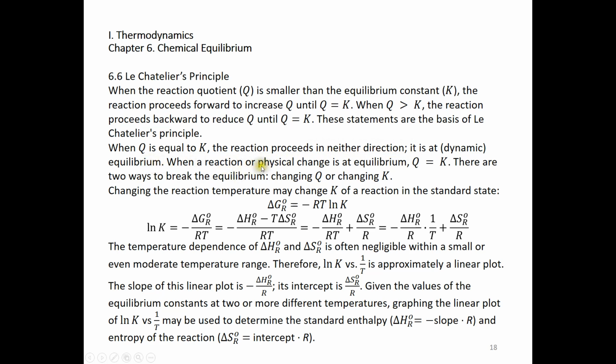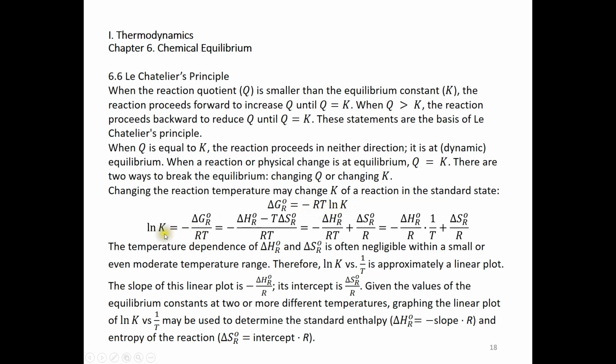When a reaction or physical change is at equilibrium, we have this equation, Q is equal to K. There are two different ways to break the equilibrium, or to break this equation. You can change Q, or you can change K. Changing the reaction temperature may change the equilibrium constant of a reaction in the standard state, or actually any other states. But now let's look at the standard state first. This ΔG° of reaction in the standard state is equal to negative RT times the natural logarithm of K.